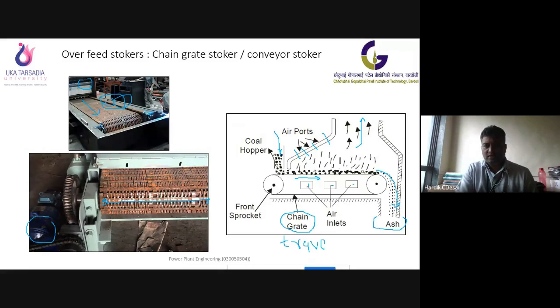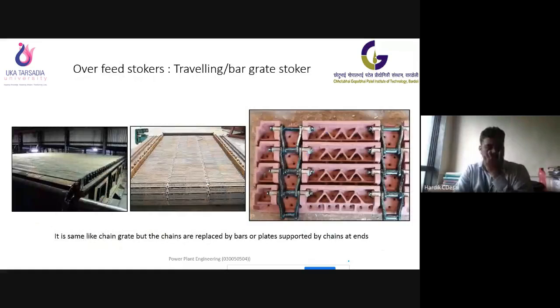Okay, traveling grate, or you can say the bar type grate, whatever is being asked. Otherwise, the complete construction and working remain the same, except the grate. Okay, over here, as you can compare, we are having the plates.